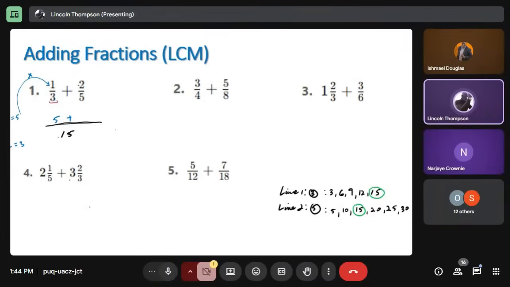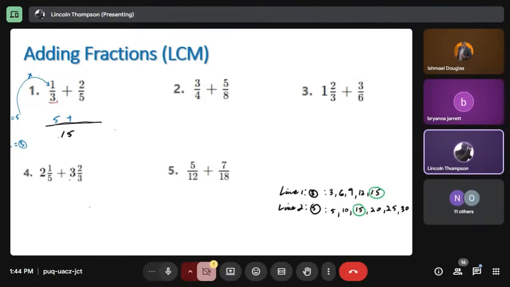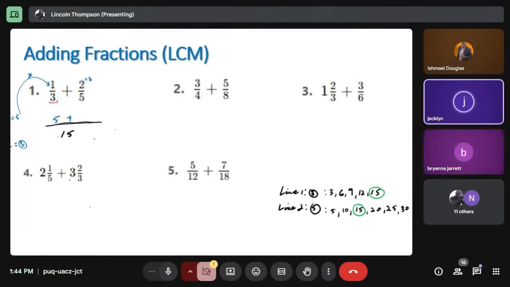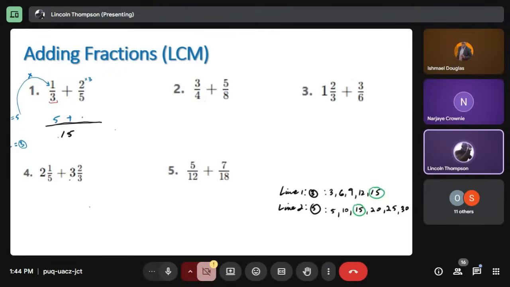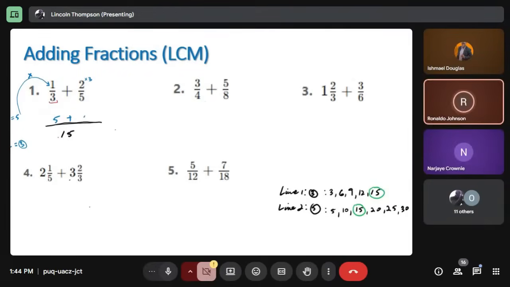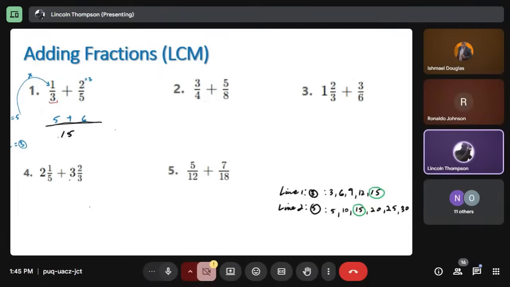Perfect. So now that we're on the second denominator, what would we do with the 3? You times it by the 2. Put it beside the plus. But before we put it beside the plus, what are we going to do with the 3? Multiply by the 2. Yeah, 3 times 2 is 6. You put back the 6. Yeah, good.